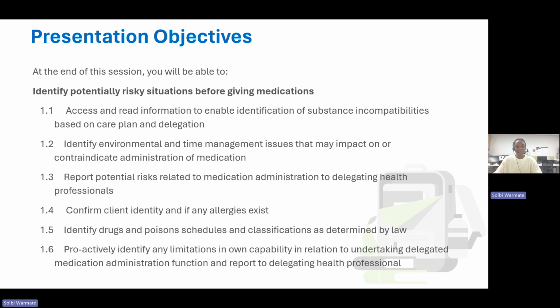administration to delegating health practitioners, confirm client's identity and if any allergies exist, identify drug and poison schedules and classifications as determined by law, and proactively identify any limitations in your own capabilities in relation to undertaking delegated medication administration function and report to the delegating health practitioner.